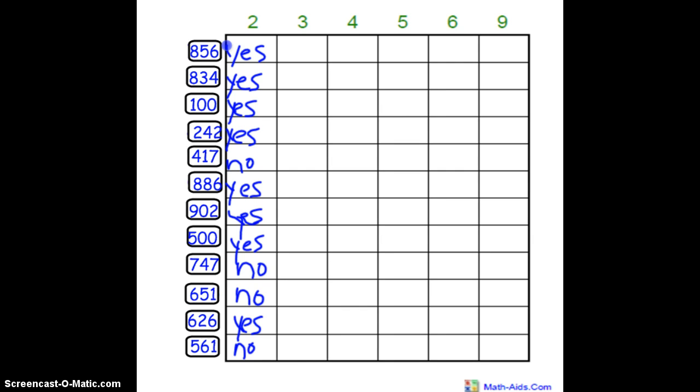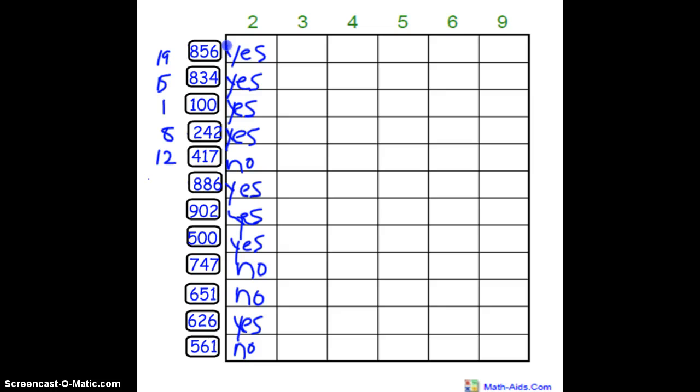Alright, with 3's, remember we needed to add up the sum of the digits. Let's do this, and we'll write it over to the left, so we'll have it for reference when we get to our 6's and 9's. So 8 plus 5 plus 6 is going to equal 19. 8 plus 3 plus 4 will equal 15. 1 plus 0 plus 0 will equal 1. 2 plus 4 plus 2 is going to equal 8. 4 plus 1 plus 7 is going to equal 12.